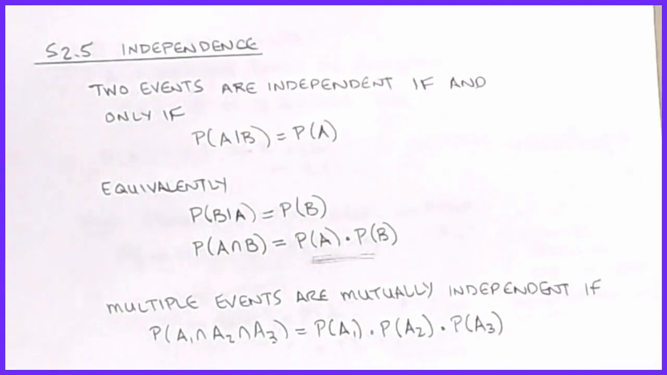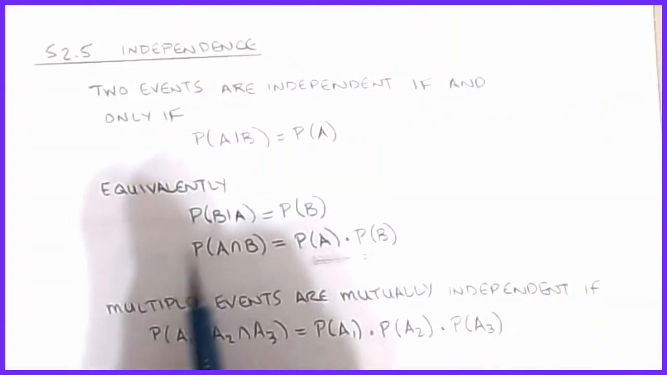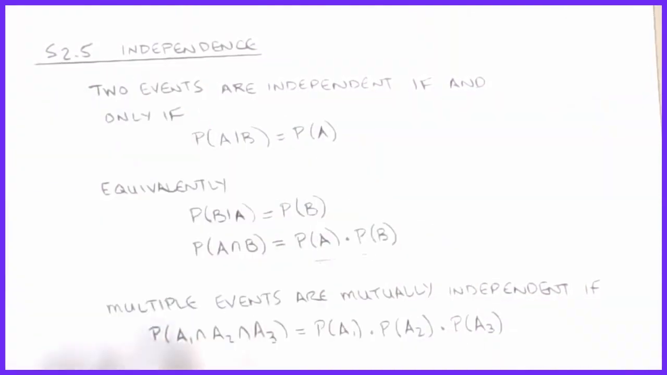And this is the one that's really going to prove useful to us going forward. All it is is that if I have two independent events, the probability of both events is simply each of those multiplied together.